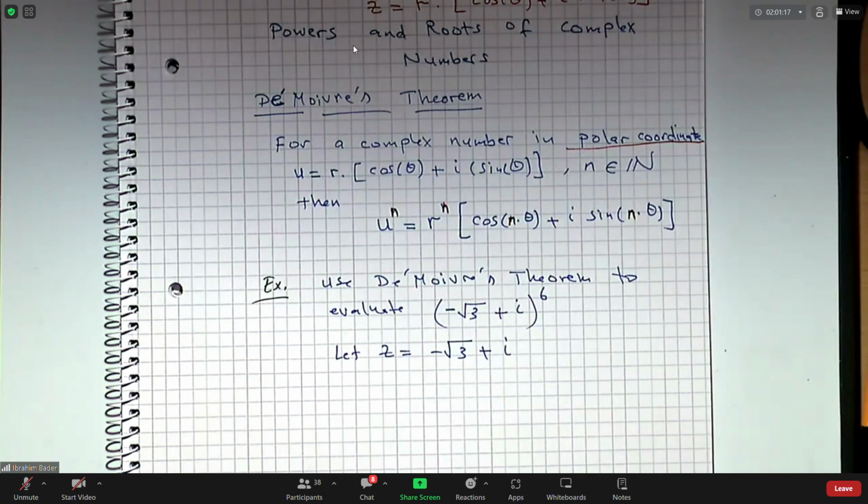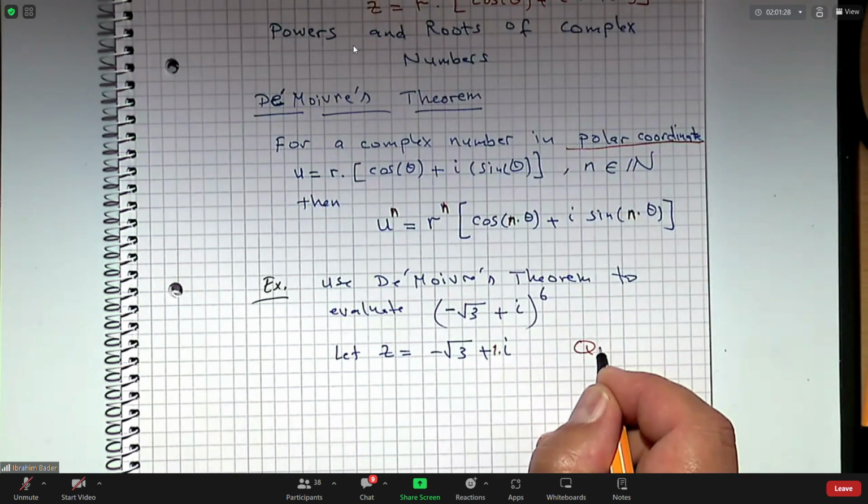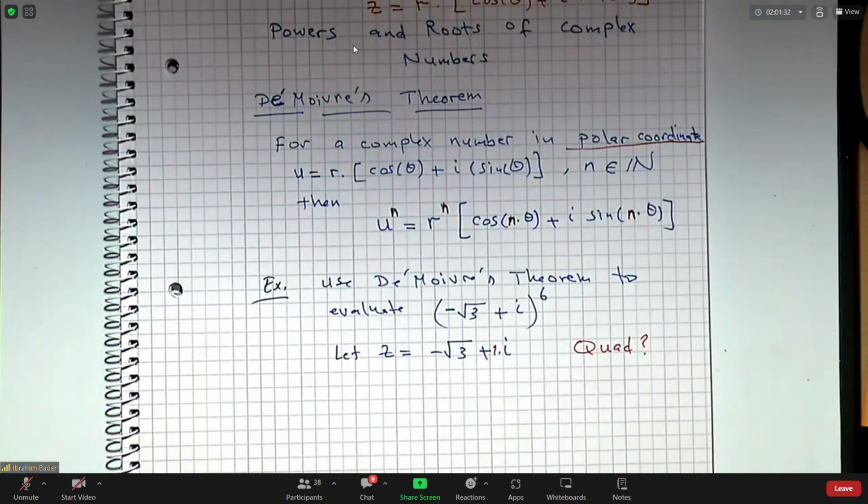You see this number? This is the x component. What is the y component here, by the way? 1. It's by default 1. Now, to which quadrant does this belong? To which quadrant? So x negative, y positive. Second. So what would you expect theta to be there in terms, let's say, of degrees?